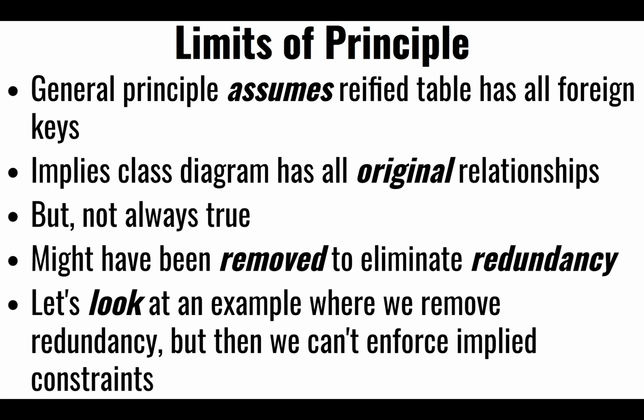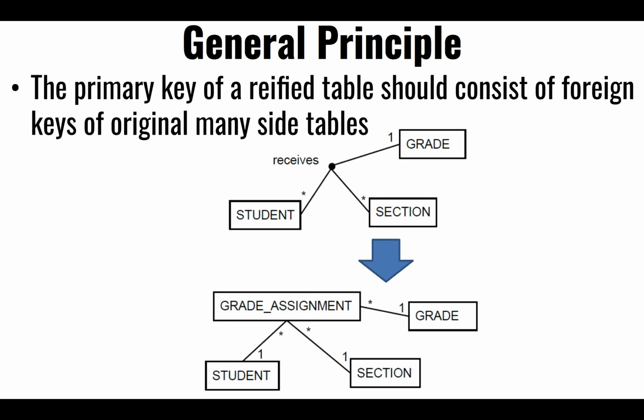It implies that the class diagram has all these links to the original classes that we are going to replace. That the resulting reification of that conceptual dot results in a table that has the foreign keys to the original classes that we could make unique. It's assuming that we have that, but it's not always true. There'll be cases where we can't enforce certain things. Okay.